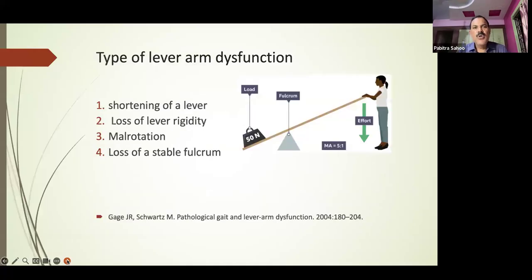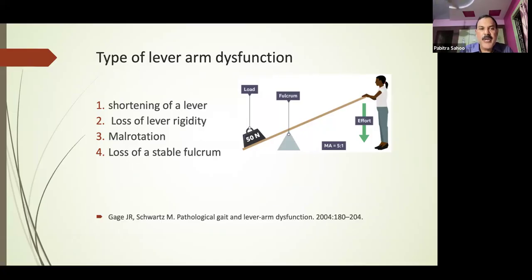So, what are the different types of lever arm dysfunctions seen in cerebral palsy? The major problem we face in CP may be because of a shortening of the lever, like in midfoot break, or a contracture around the joint. So the lever arm will be shortened. That's one possibility. Second, loss of lever rigidity. The lever is there, length is there, but it is flexible. Then third is malrotation. Because of rotation deformity of the limbs, the levers will not act appropriately.